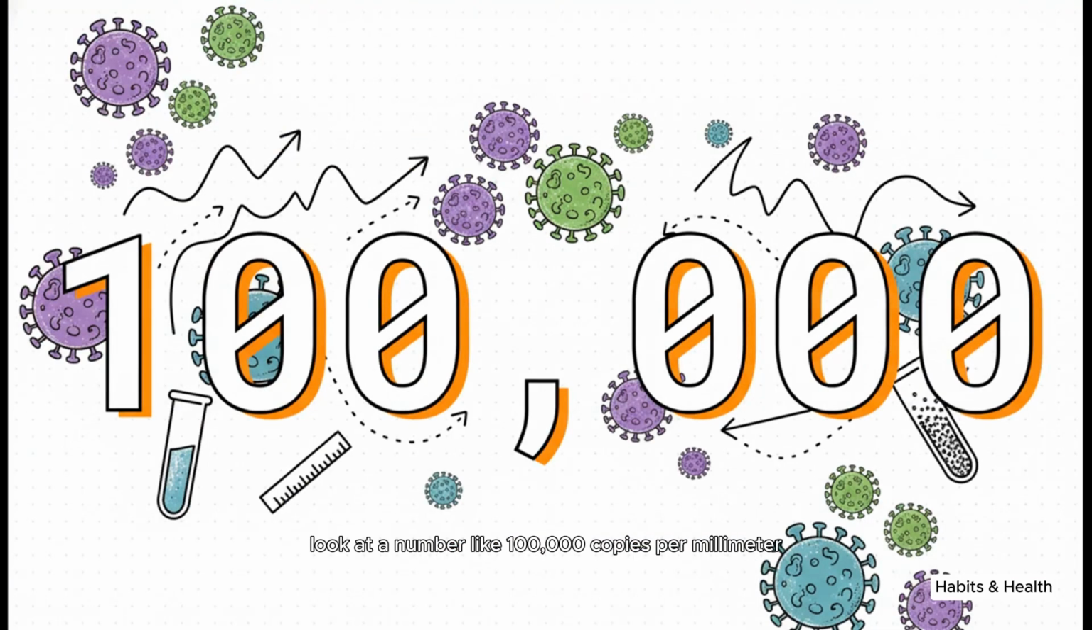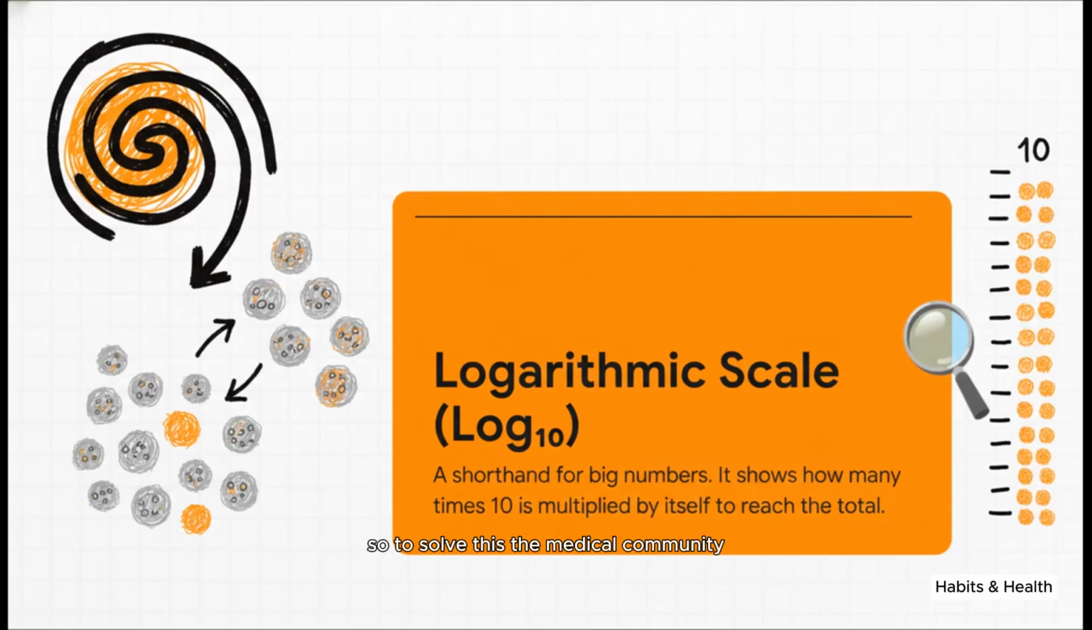I mean, look at a number like 100,000 copies per milliliter. That's actually a pretty typical high viral load for something like an untreated HIV infection. Now, just imagine that number climbing into the millions. It just becomes a total pain to write, to say, and especially to track over time. So to solve this, the medical community adopted something called the logarithmic scale, or, as everyone just calls it, logs. It's basically a genius shorthand for dealing with these massive numbers.